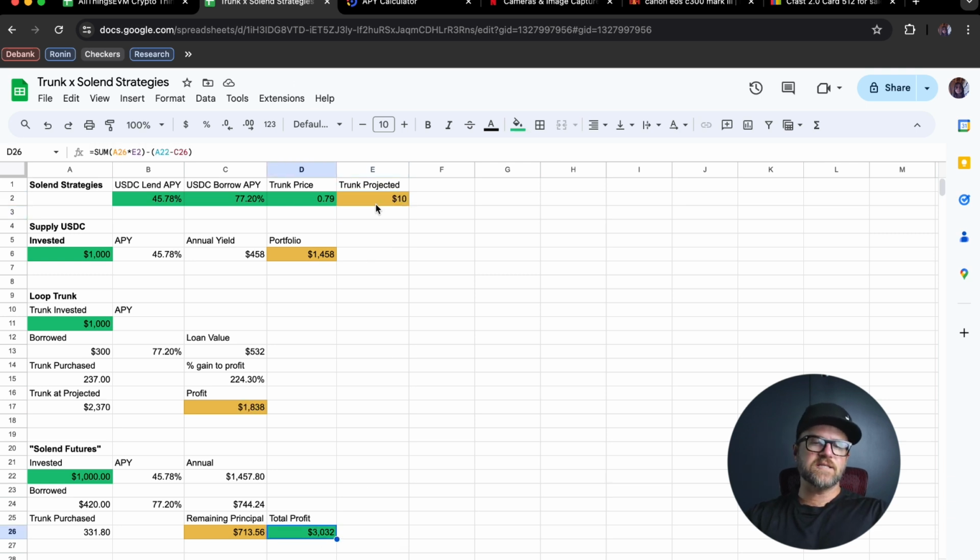And if Trunk went to $10, guys, you'd have $3,000 in Trunk that you don't have to pay a loan back for. And this is the beauty of this strategy. Because you're gaining on your principal, guys, the entire time, you don't have to use any of your Trunk proceeds to pay off your loan by the end of your strategy. In fact, the longer you stay in this, the better.